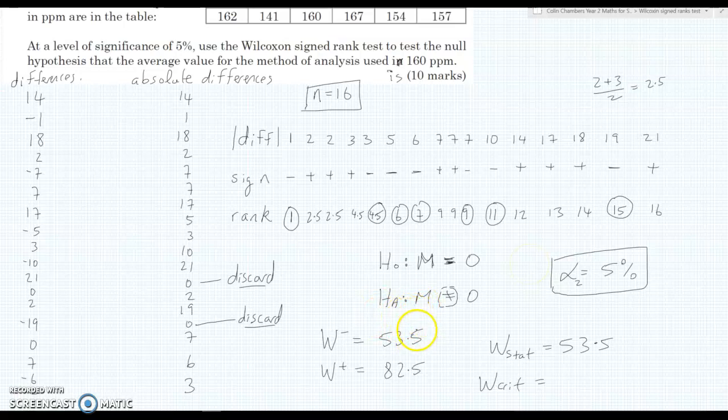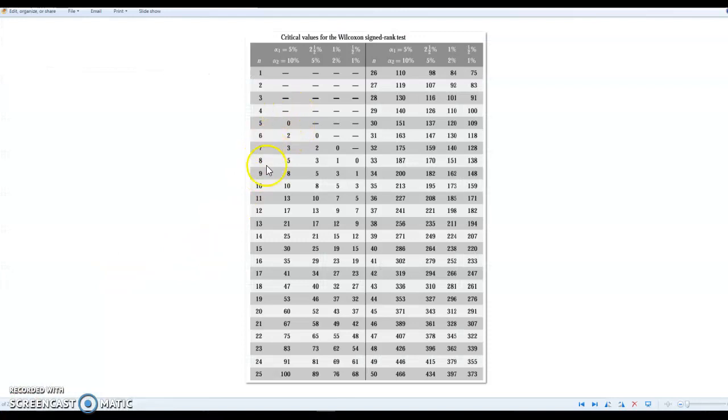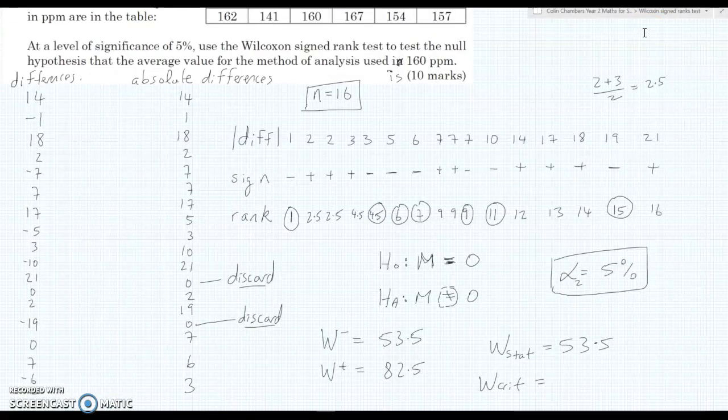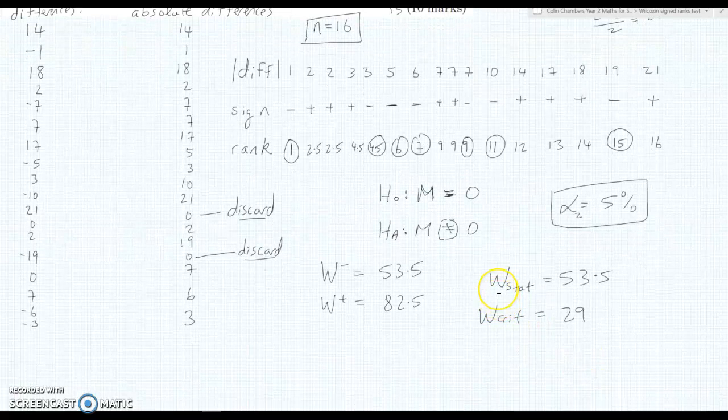W crit, we'll be looking up the table. Remember, n equals 16. So here's the table. Remember, n equals 16, so that'll be our row here, and then we have to decide alpha 5%. Well, remember, we're alpha 2, so it's this one here, 5%. We're two-sided down along here, and we get a critical value of 29. Okay, so I'll just get rid of that. 29 is our critical value. Now we have a critical value and we're going to compare it to W stat.